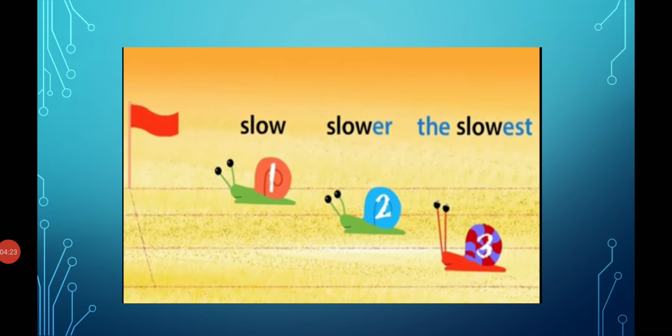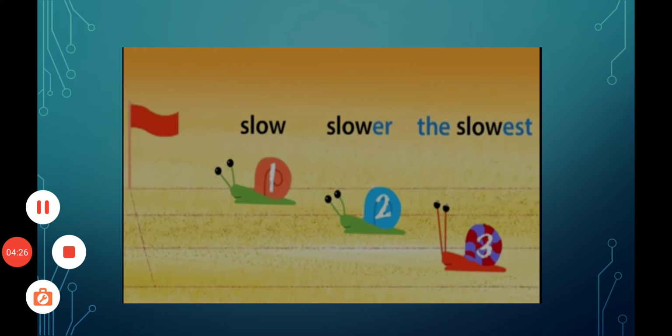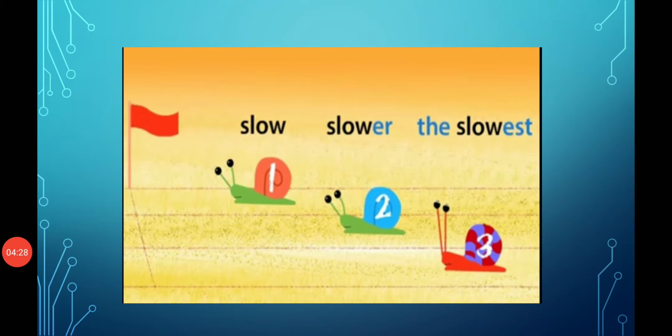Now look at this picture. There are three snails who are moving in a race. The first one is slow. The other one is slower. And the third one is the slowest.